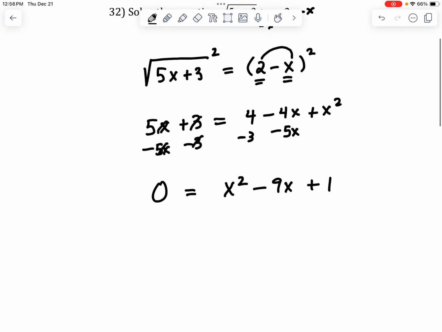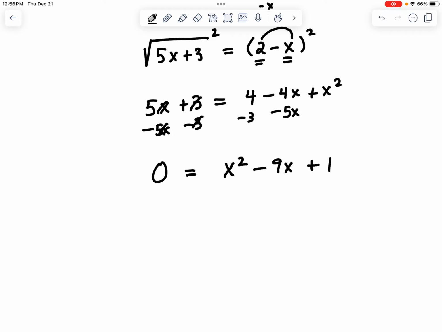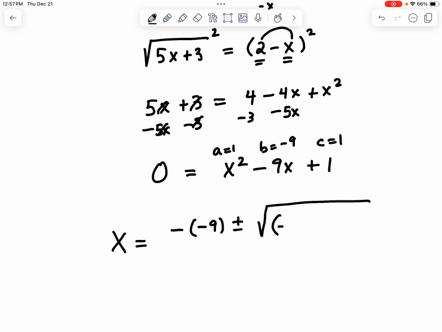Okay. Now for everybody's favorite, the quadratic formula. So we've got a equals 1, b equals negative 9, and c equals 1. And then the quadratic formula: negative b plus or minus the square root of b squared minus 4 times a, which is 1, and c, which is 1, and then that's all divided by 2 times a.